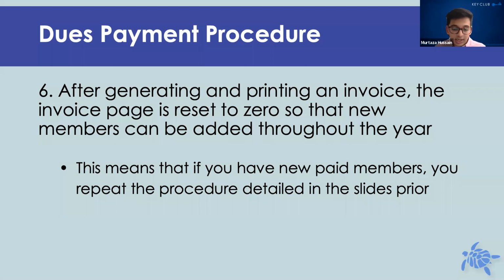So let's say by November 1st, you have 100 members, you generate the invoice, you send that check in, and then let's say by December 1st, you have another 100 members, or let's say another 120 members. You just repeat the process that I just detailed in the slides prior.